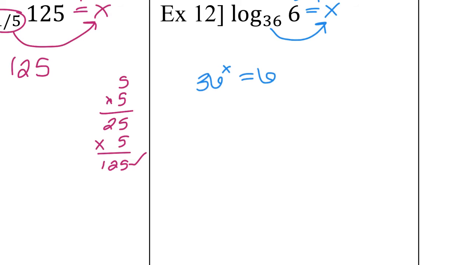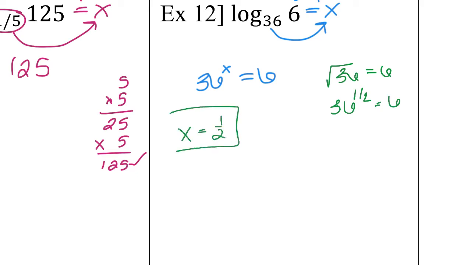I need to get to a smaller number, so I need something that is less than 1. Well, I do know that the square root of 36 is equal to 6, but how do I write a square root as an exponent? Well, square roots are just halves as exponents. So that means x has to be 1/2. If I needed a cube root, it would have been 1/3. If I needed a fourth root, it would have been 1/4.